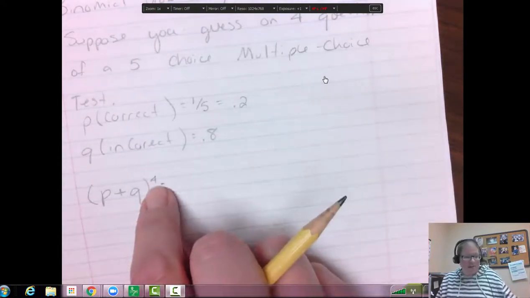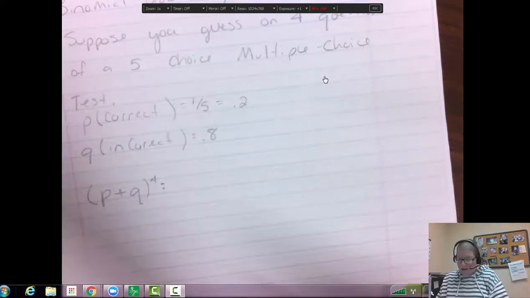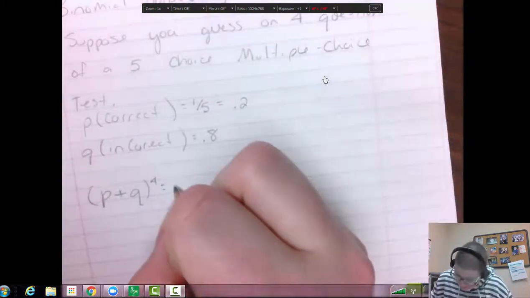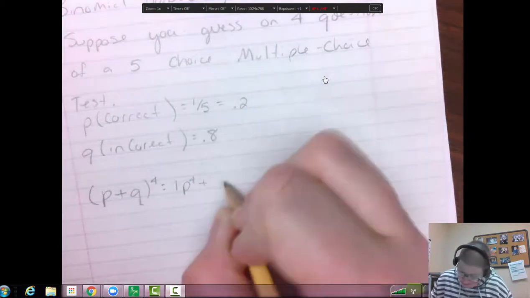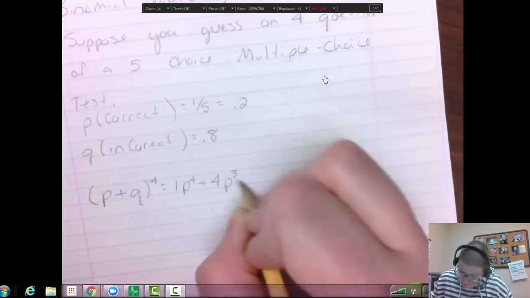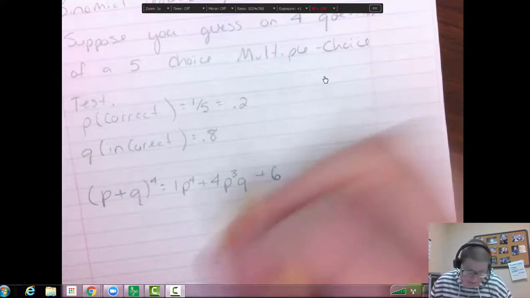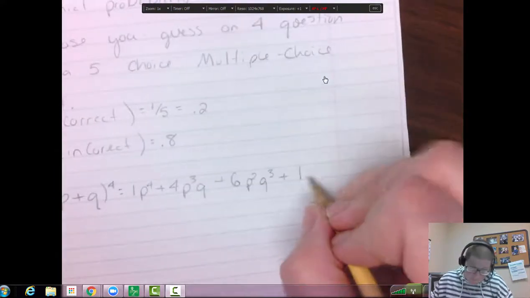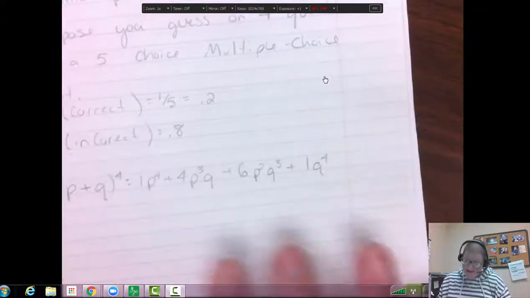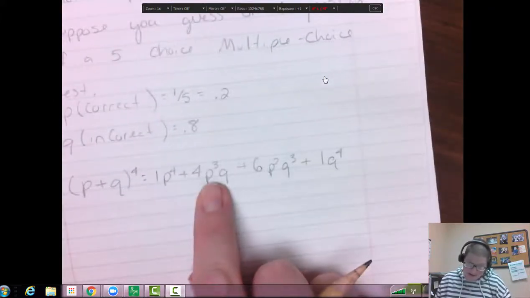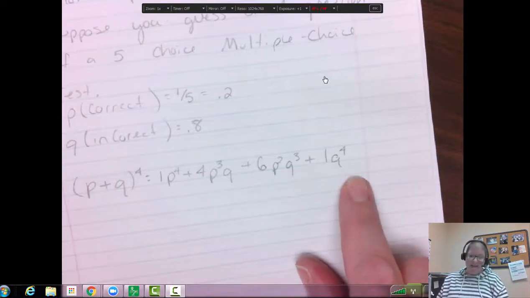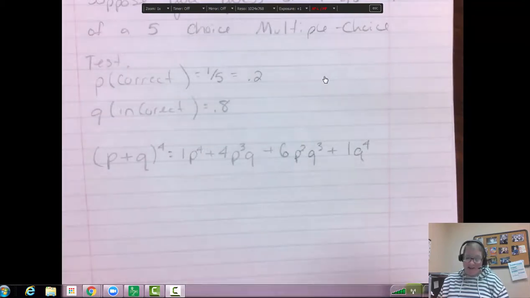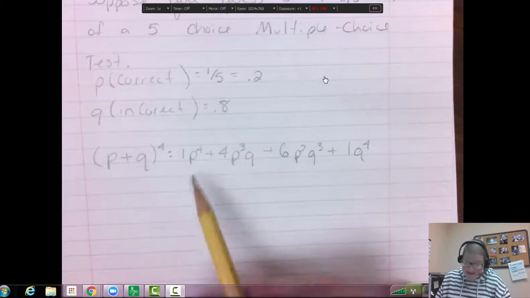So for 4, I would go to my chart and I would know that here's my 4th column, they go 1, 4, 6, 4, 1. So similar to what we just did. So we would do 1 p to the 4th plus 4 was the next number, p to the 3rd q, plus 6, that's from the thing again, p squared q to the 3rd, plus 1 q to the 4th. And this represents 4 correct, 3 correct, 2 correct, 1 correct. You could calculate these out and get your probabilities for each section individually. Okay, you'd put in the 0.2 to the 4th.